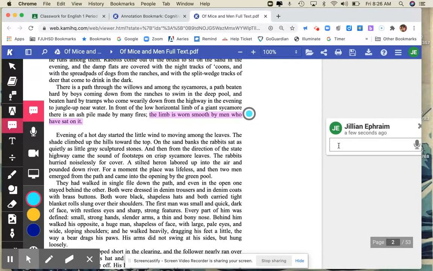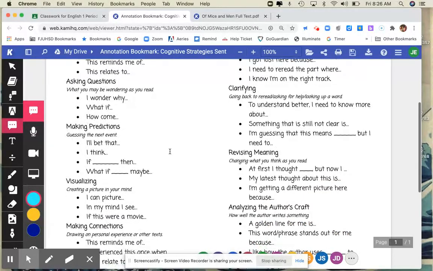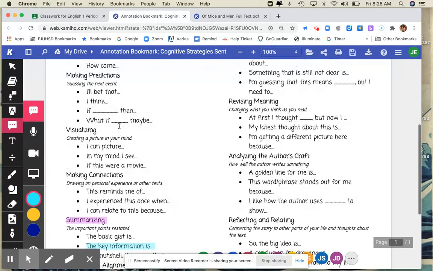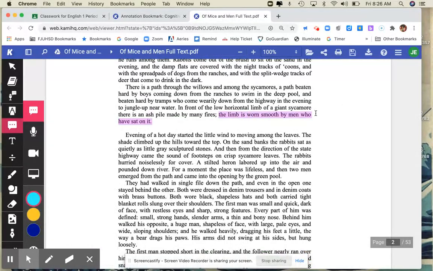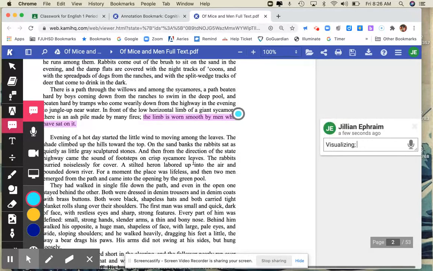So I'm going to start with addressing a skill. So I found this text, and then I go back to my bookmark. You're going to be going back and forth. And then I'm going to choose visualizing, because when I chose this text, it really created a picture in my mind. So the first thing I write is the skill. So visualizing.